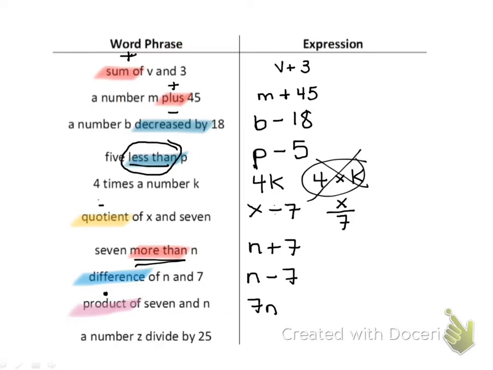The last one, a number z divided by 25. So divided by means division. So that means I would have z divided by 25. Or you can write it as z over 25. They mean the same thing. Okay, that's how we go from word phrases to expressions.